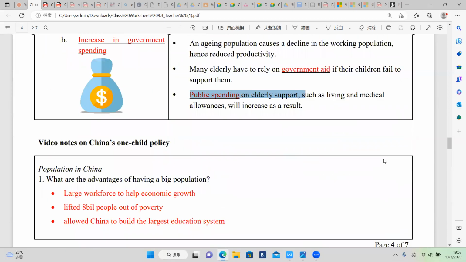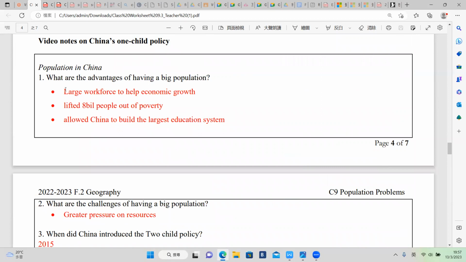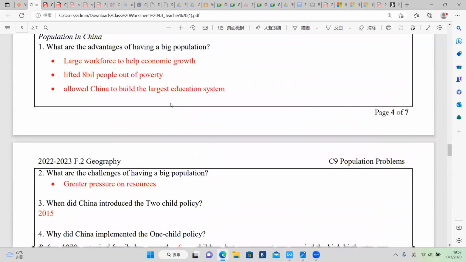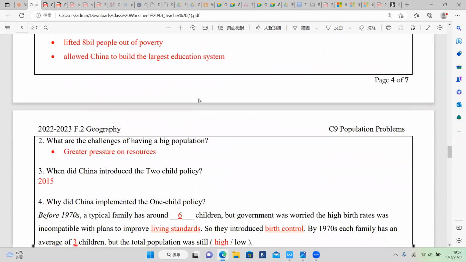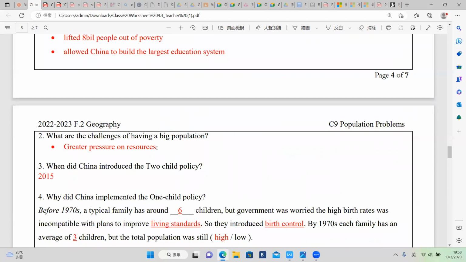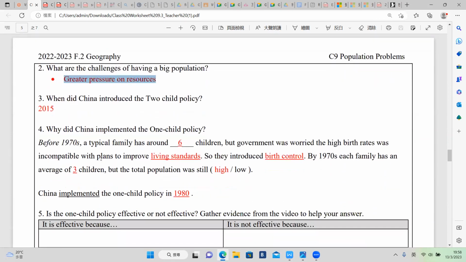So this is the video notes on the one-child policy. What are the advantages of a large population? It may include a large workforce to help economic growth, helping people out of poverty, and allowing China to build the largest education system. Then what are the problems of having a big population? There is great pressure on resources. And 2015 is the year that China introduced the two-child policy.